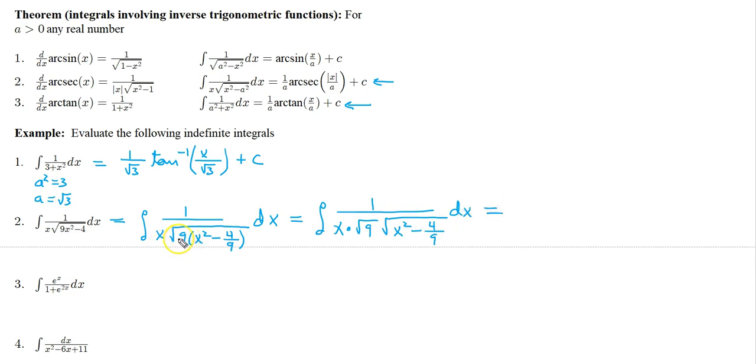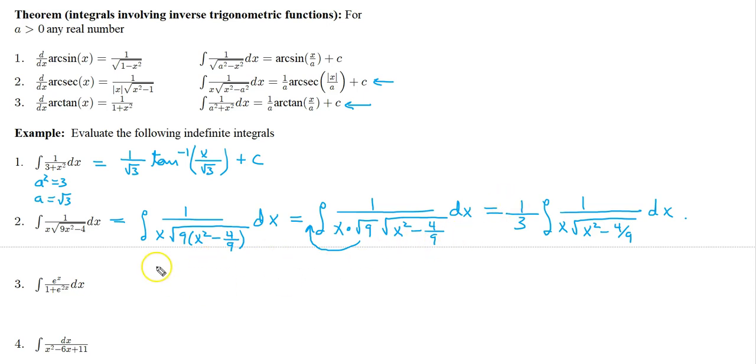So there you go, we just broke this up as a square root of 9 times the square root of x squared minus 4 over 9. And of course this is 3, and we will move it out in front of the integral like this. There we go. Now this is a better match for our arc secant formula up here. So now we see that the a squared term right here matches with 4 over 9.